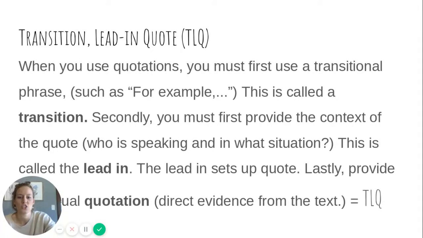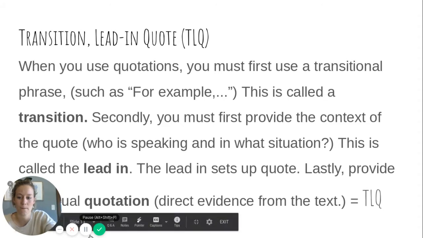When you use quotations, you must first use a transitional phrase such as for example, or next, or therefore. This is called a transition. Secondly, you must provide the context of the quote: who's speaking and in what situation? This is called the lead-in, and the lead-in sets up the quote, which you've already got plenty of context for from your topic graphic organizer. And lastly, you're going to put in that quotation, which is direct evidence from the text, and remember that the period goes after the page number. You just have a comma there in the quotation.